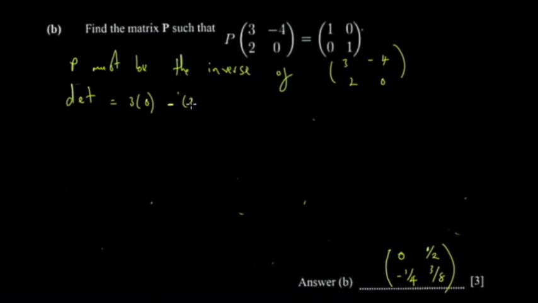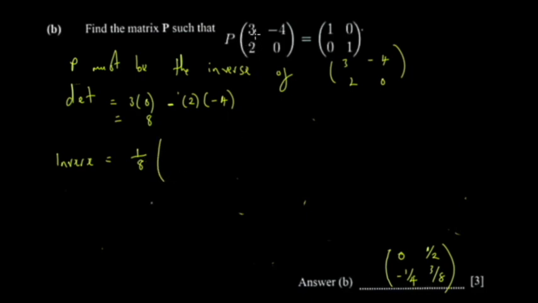So you actually put them in brackets as well. It helps you. Okay. So like this. So it gets 0 plus 8. Then you get 8 here. So the inverse is equal to 1 over the determinant, which is 1 over 8.